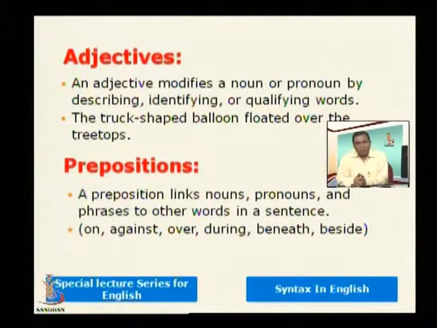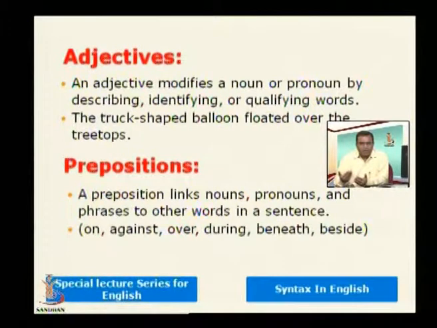Prepositions. What are prepositions? This is the next class. Those words which show the relation between one noun or pronoun in respect to another noun or pronoun are called prepositions. The teacher puts his spectacles on the table. Take two nouns, spectacles and table.